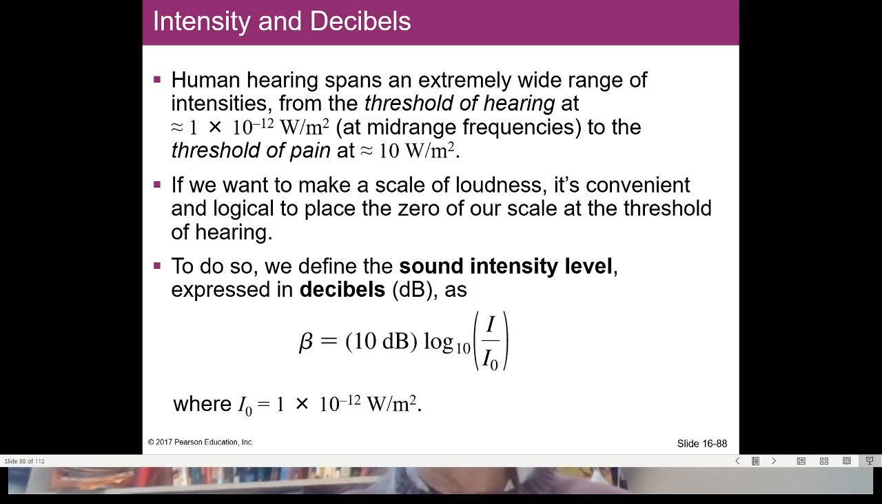Okay, and we have another scale on which to measure the intensity of sound. We call them decibels. This is on a log scale, but it's log to the base 10. So we have to be careful about that. This is not the natural log. This is log to the base 10. But this is the standard means of measurement of intensity of sound.